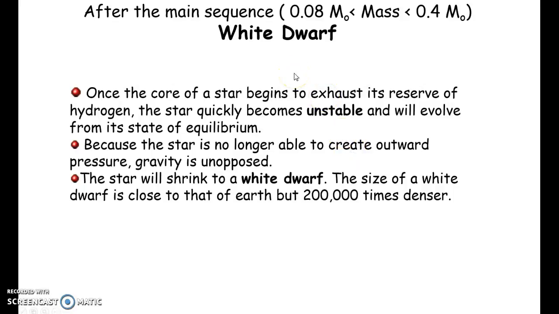Right. And then after that, like I said, after it becomes a red giant, it's going to become a white dwarf. Once the core of the star begins to exhaust its reserves of hydrogen, the star quickly becomes unstable. It will evolve from its state of equilibrium because the star no longer is able to create outward pressure. Gravity is unopposed. Since the fusion is no longer occurring, gravity is just going to pull it in. The star will shrink into a white dwarf.